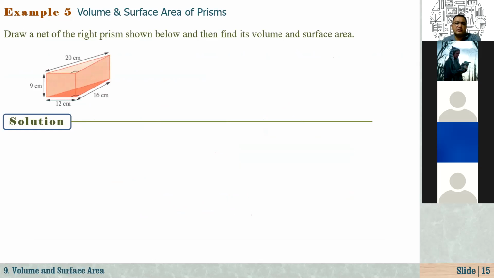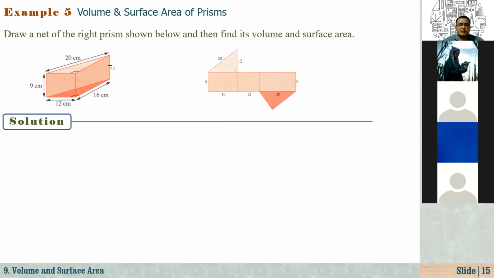Draw a net of the right prism shown below, and then find its volume and surface area. First, we are asked to draw a net of the right prism here. As you see, I can draw this in different ways. I can cut through here, or here, or here, and after that cut other parts, so that in this way we can get the net of this prism.